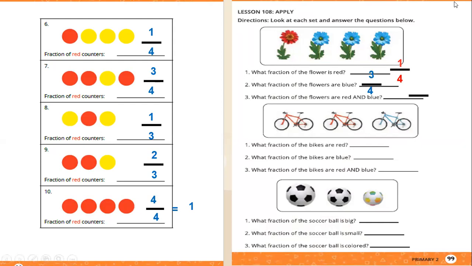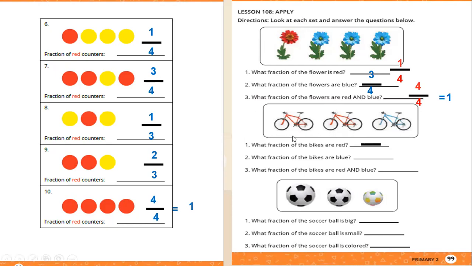What fraction of the flowers are red and blue? Now I am speaking about red and blue, both. How many red and blue? 4 over 4. Perfect, Noor. The red and blue are 4 out of 4. 4 over 4 equals 1 whole.